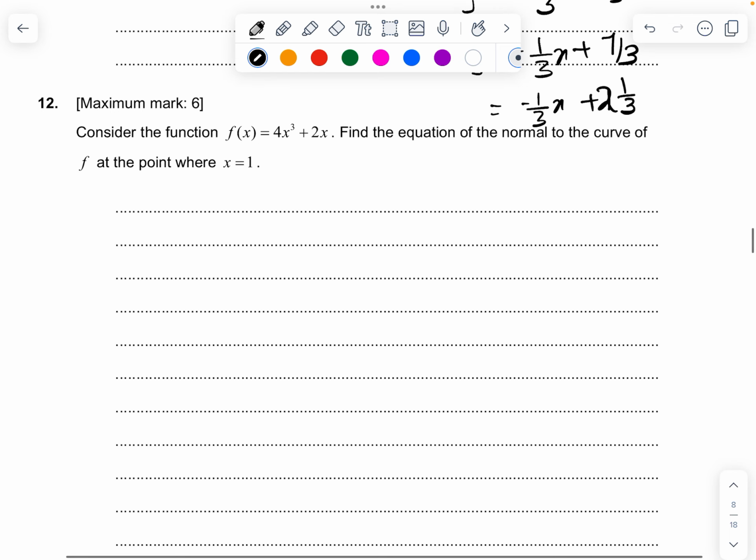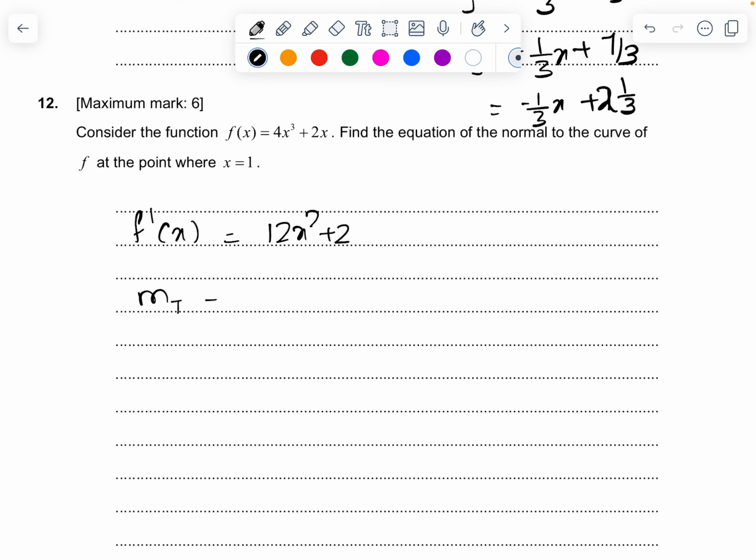Question number 12. Consider the function. Find the equation of the normal to the curve when x equals 1. So first find f prime x, which is 12x squared plus 2. So the gradient of the tangent will be 12 times 1 squared plus 2, which is going to be 14. So gradient of the normal will be minus 1 by 14.